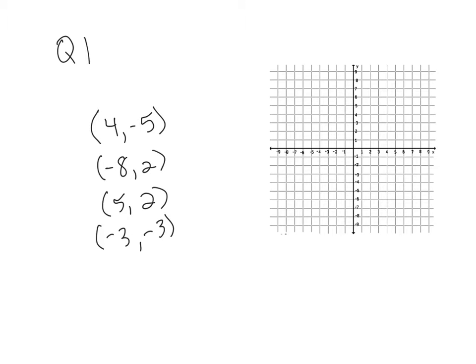Hello, this is the video for Algebra B's review. It covers questions from the first page. So the first question asks you to label a few different things on the coordinate plane.